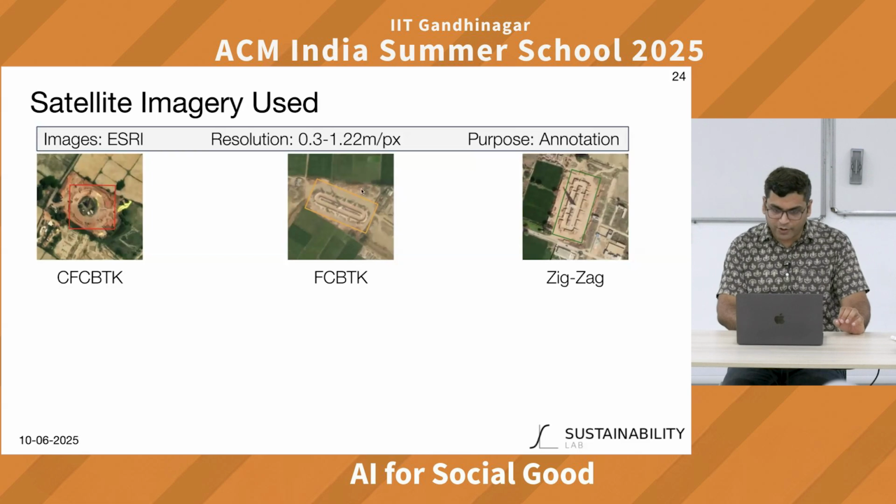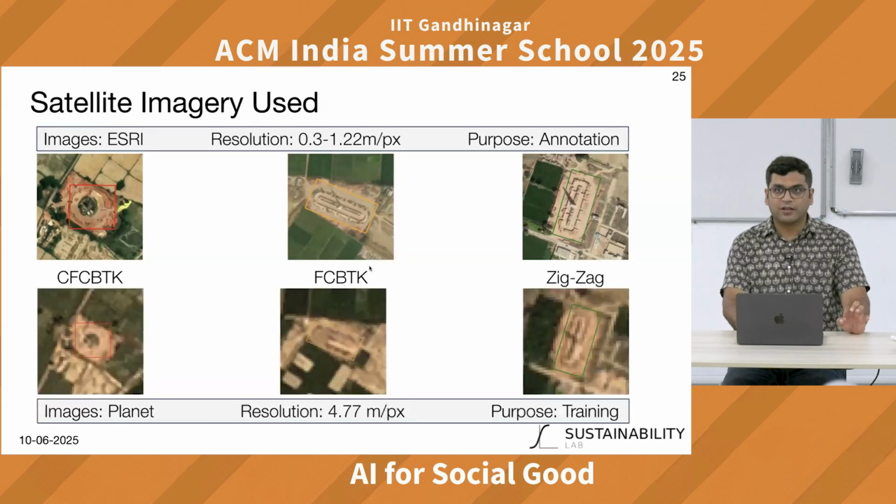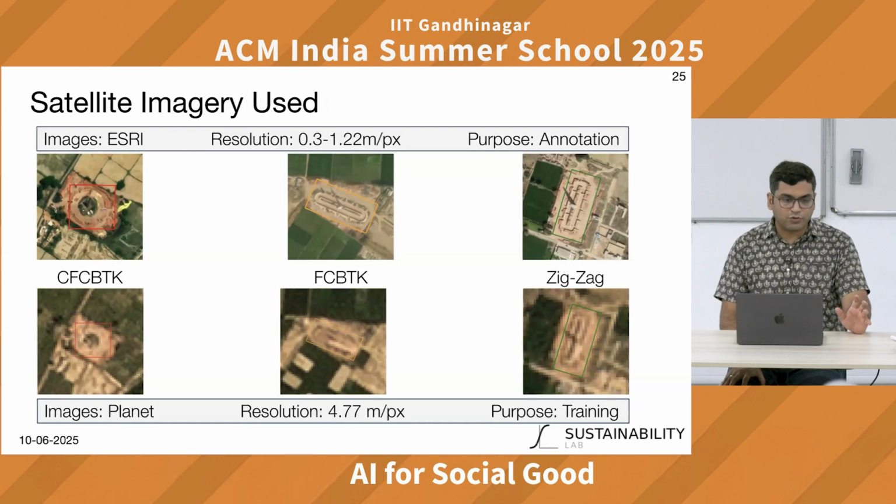You can see that the annotation means you draw a bounding box, an oriented bounding box across the kiln, and you tell the category. But for prediction, when we want to scale it up, we cannot use Esri or Google Earth like images. Any guesses why? Why can't I use Google Earth or Esri like images? One, it will take more time, that's one. But I was willing to spend more time.